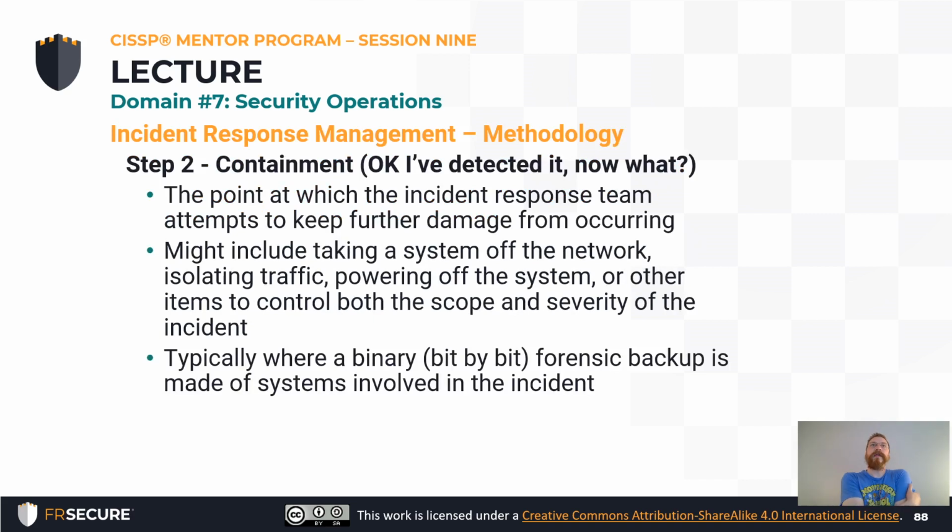All right, then we get to containment. So I've identified and detected an incident. What are we going to do? With this, you're going to call your incident response team, and we're going to try and stop the spread, right? I want to keep this as contained as possible. How quickly can I stop this and get this off of the network? This could be, like it says, isolating traffic, powering off a system. It really depends on what the incident is.